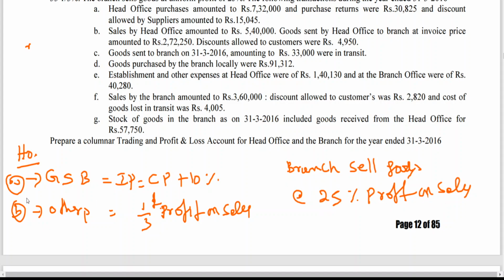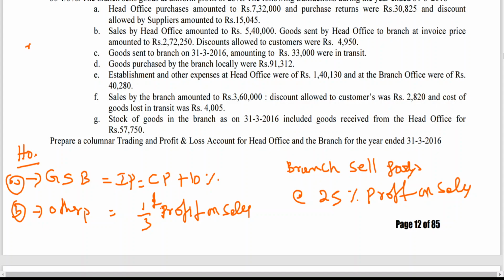That means head office is sending goods to branch and they are also selling to others. On others, they are getting a profit of 1/3 on sales. Whereas when sending the goods to branch, they are sending at cost plus 10%, means the profit is 10% on cost price, which is nothing but 1/11th of invoice price. If you want to convert into invoice price, it is 11, so it is 1 by 11th. Okay, just wait a minute.